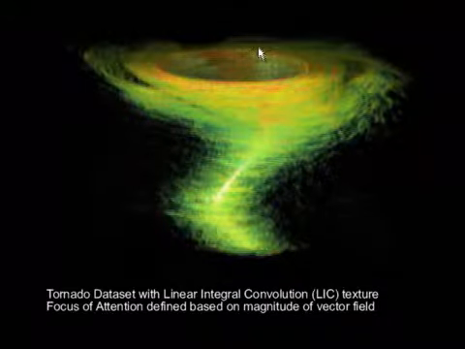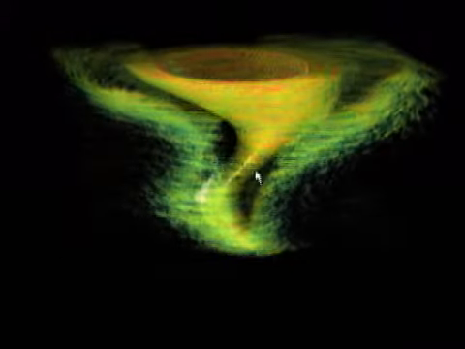Here, we deform a tornado dataset to get a better view of internal flow. To match the shape of the focus, the user draws a curve, which is used by our framework to obtain a clearer view.